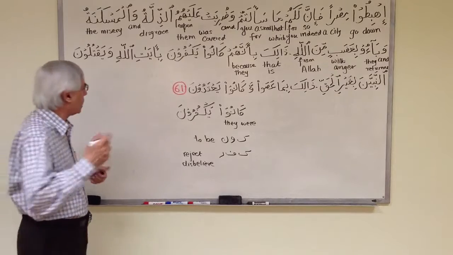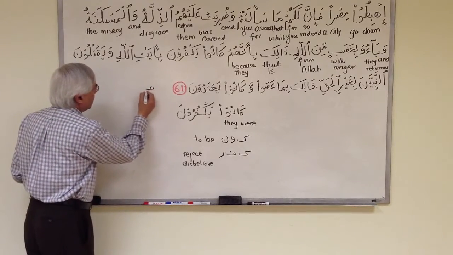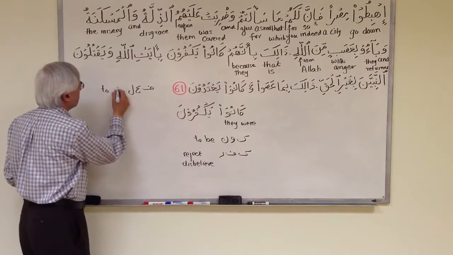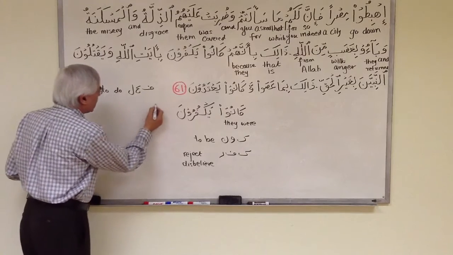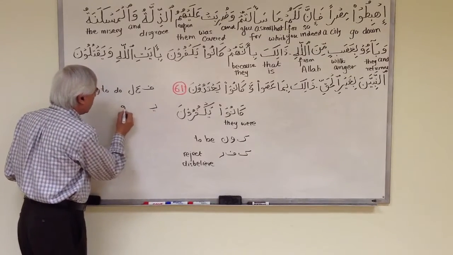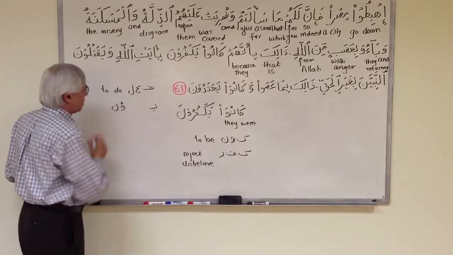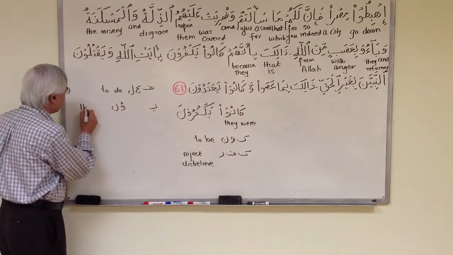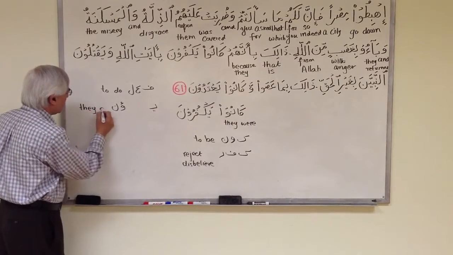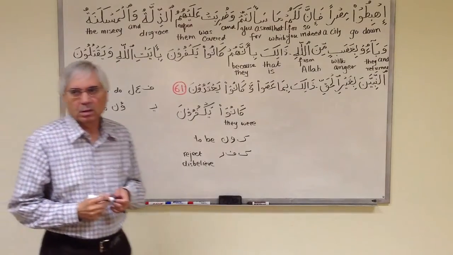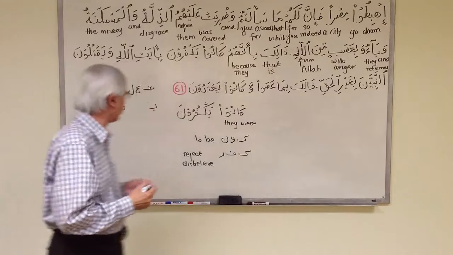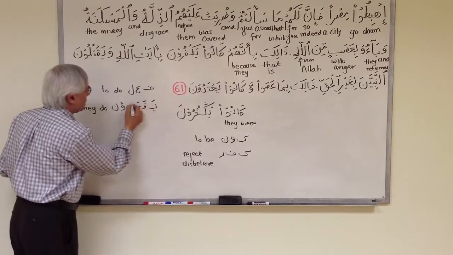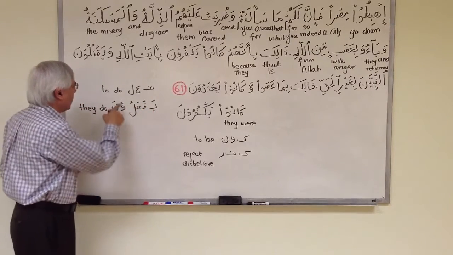Okay? Also, going back to the grammar, if we have these three letters, fa and lam, to do, and if we put a ya in the beginning and a wuna at the end of these three letters, it brings the meaning of they do. Present tense. Yafaluna means they do.